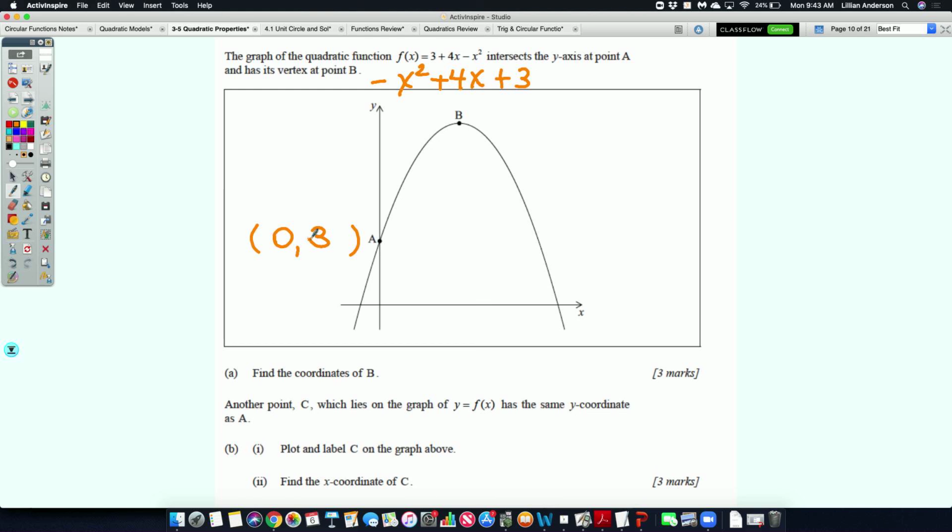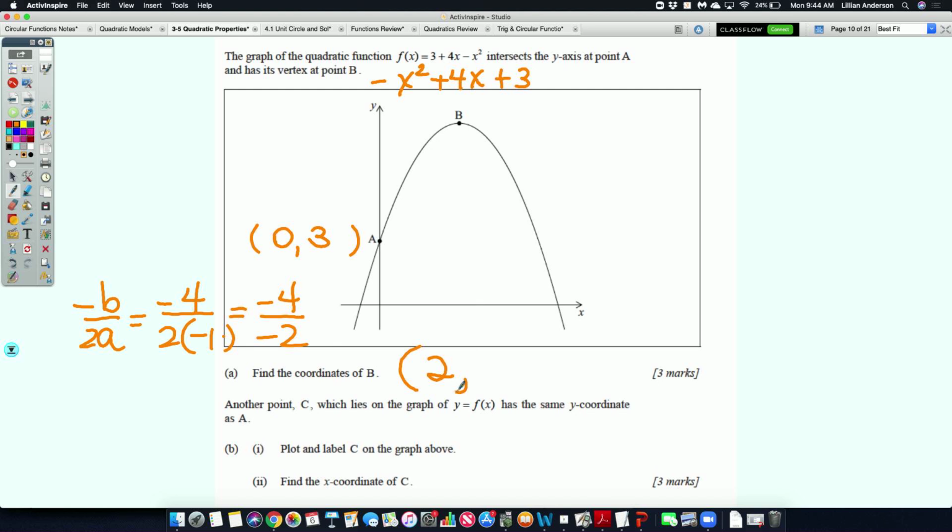Find the coordinates of B. B represents the what again? Vertex. How do I find the x coordinate of the vertex? Negative b over 2a. What's b in this problem? 4. So that's negative 4 over 2a. What's a? Careful. Negative 1. Okay, so that's negative 4 all over negative 2. What is that? 2. So the x coordinate of B is a positive 2.